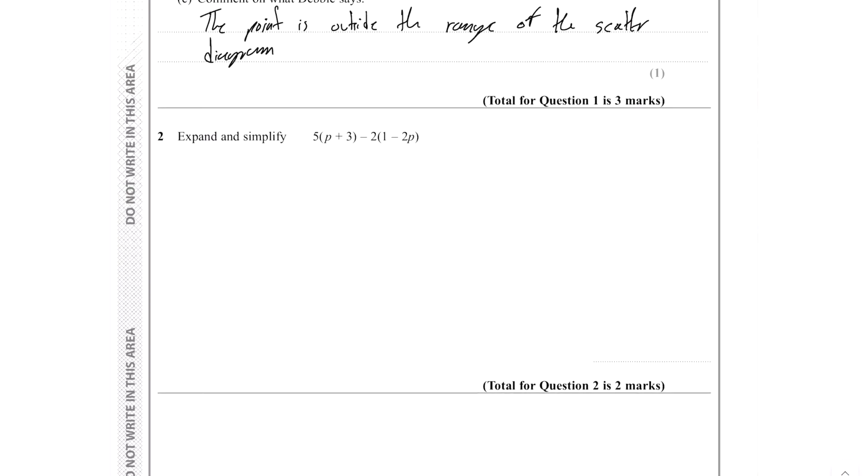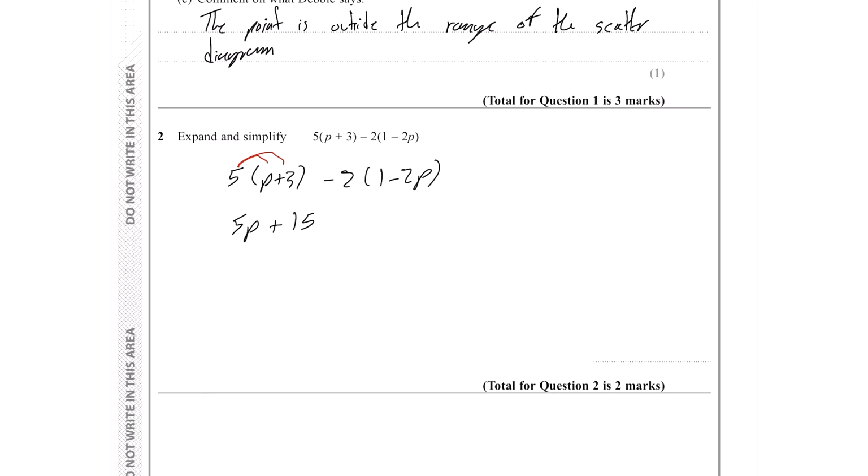Expand and simplify. So just going to expand out the brackets in this one. 5(p + 3) - 2(1 - 2p). So with the first one, we're going to do 5 times p and then 5 times 3. So that becomes 5p + 15.